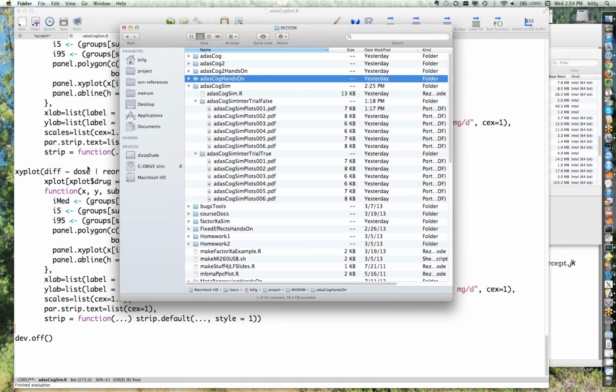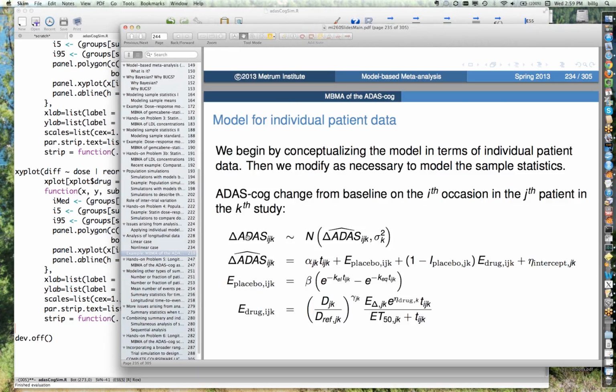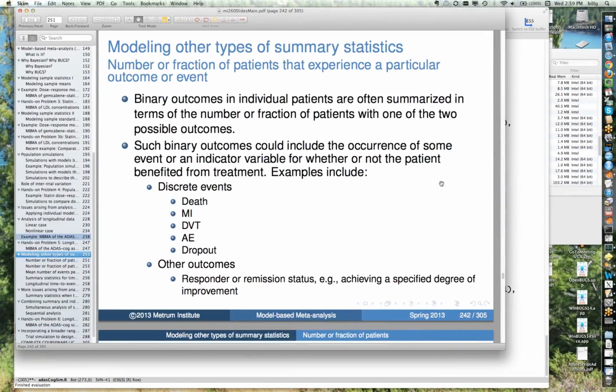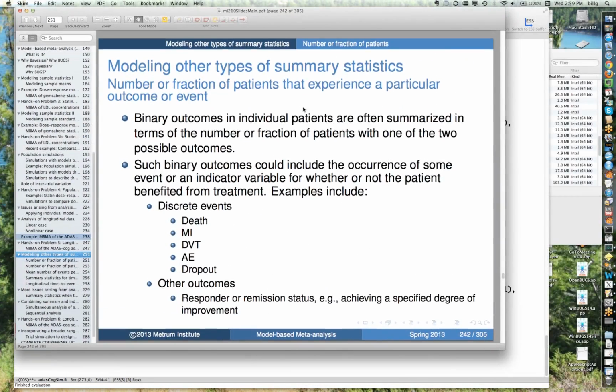Okay, so let's move on to that next topic, as I said. Where's my slides? Let's go down to here. Right one, yes.